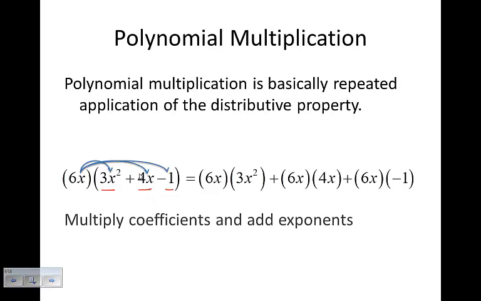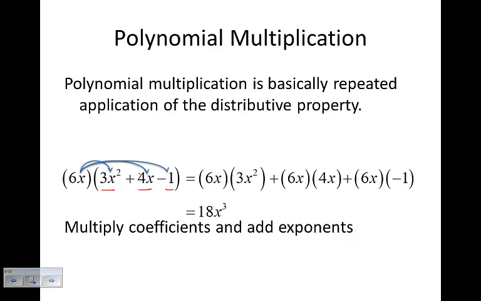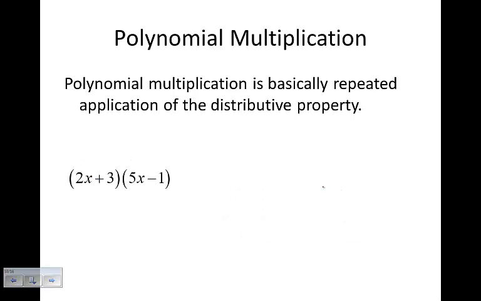So do that multiplication, and then you would get 18x cubed plus 24x squared minus 6x. And again, it's minus because 6x times negative 1 is negative 6x. So that's why that's a minus sign there. Now polynomial multiplication, again, we're going to repeat those steps, but notice we have a binomial here, that we have two terms in each of the parentheses. So from here, we can do the same thing, where we're going to just repeat this process.